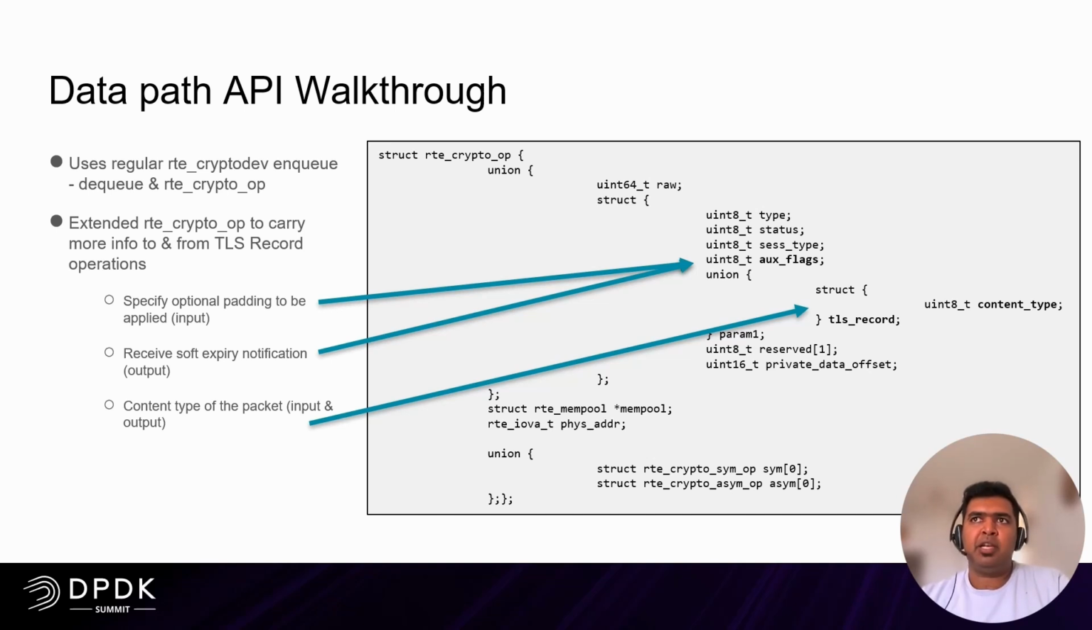So that field, the content type, also needs to be given back to the application for its processing. So this field becomes an input for the encryption or the TLS record write operation, and an output from the decryption or TLS record read operation. There were some reserved bits in RTE crypto and we modified the spec to allow a field called param1 which can be implemented per protocol, and this is the one that carries the content type.